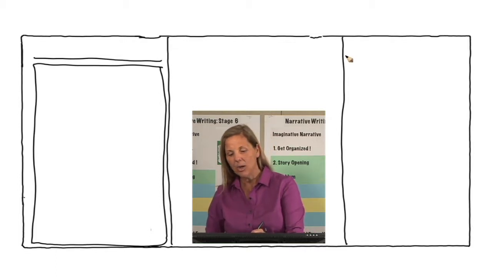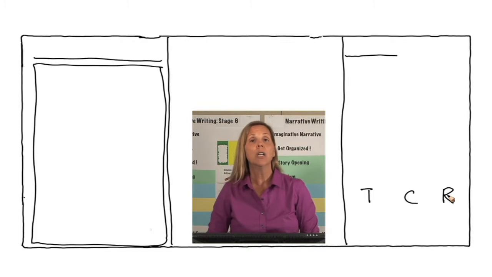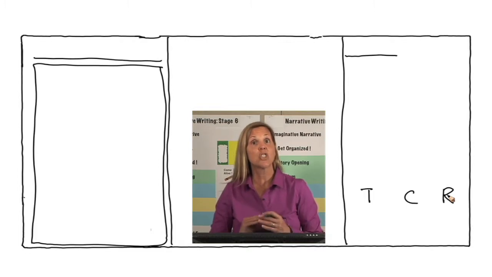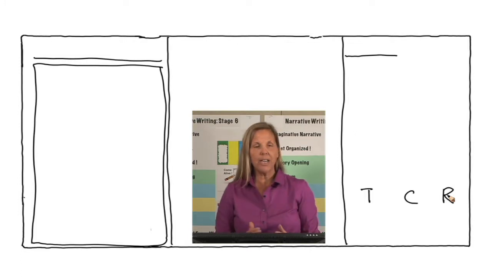At the end, we're going to draw a line halfway through the top. And then down at the bottom, we're going to leave a lot of room here because we don't know how many more actions or reactions we'll have at the end until we plan. So right at the bottom, we're going to write TCR for our story reflection, that story closing, transition character reflection. We have our organizer.